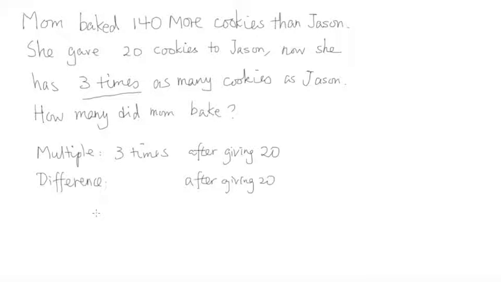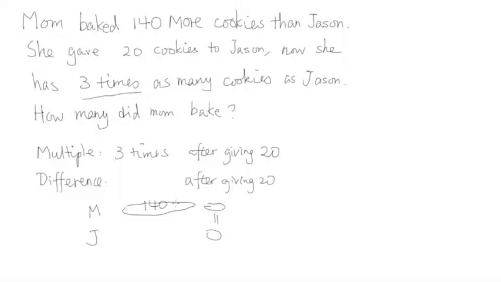So you have to understand what the difference is after giving 20. Let's think about this. We need to be a little careful here. The original difference is mom has 140 more, right? So let's say this is 140 more cookies, and then some extra cookies, which Jason also has. Okay, we're going to use the graph. These 2 parts are the same, but the 140 is extra.